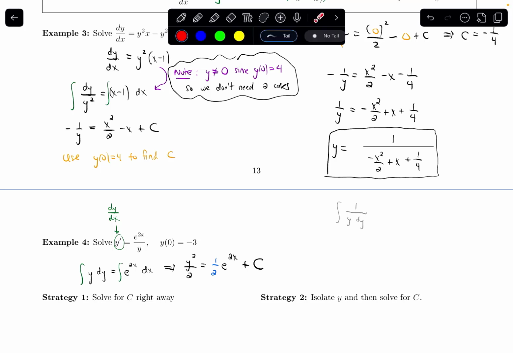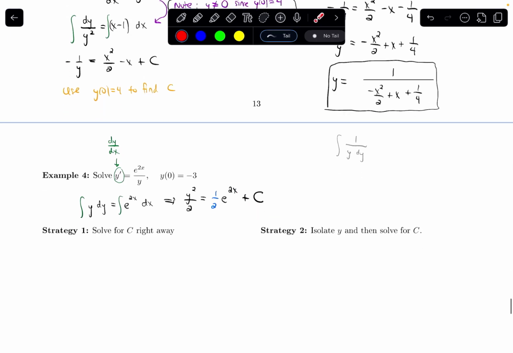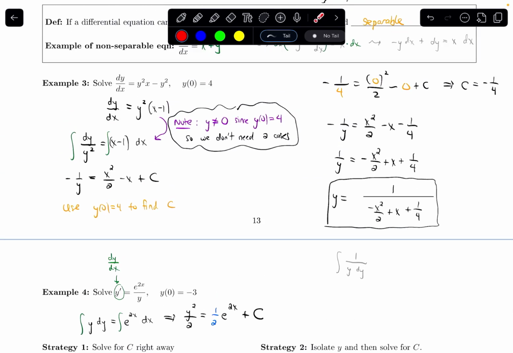There are two common ways that we can go about solving for this constant, in terms of the order in which I do it. In the first way, I'm going to just solve for c right away, just like we did in that last example. So now let's use this initial condition.